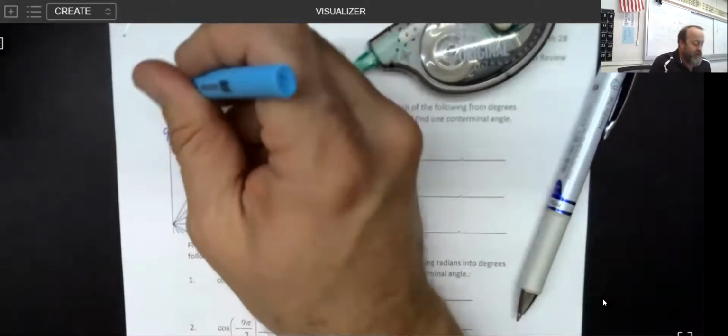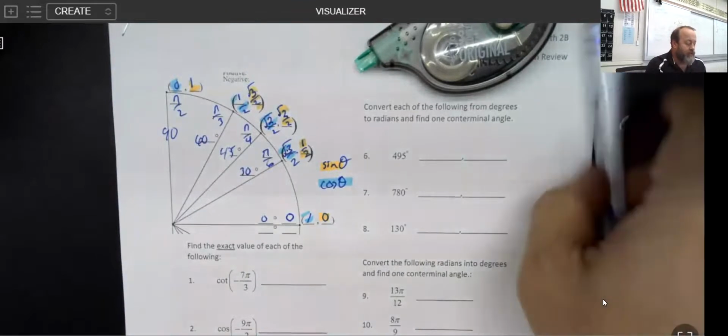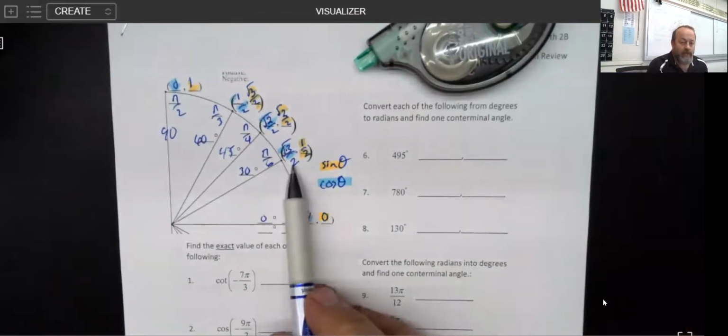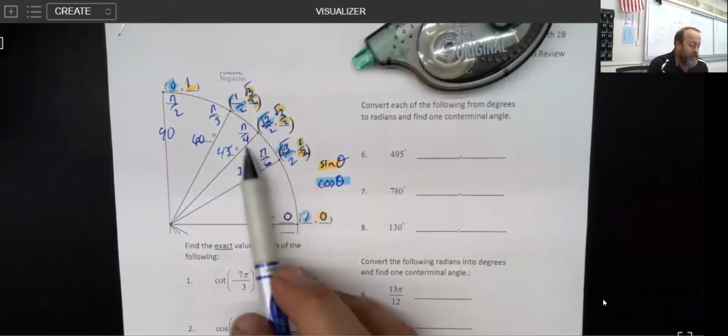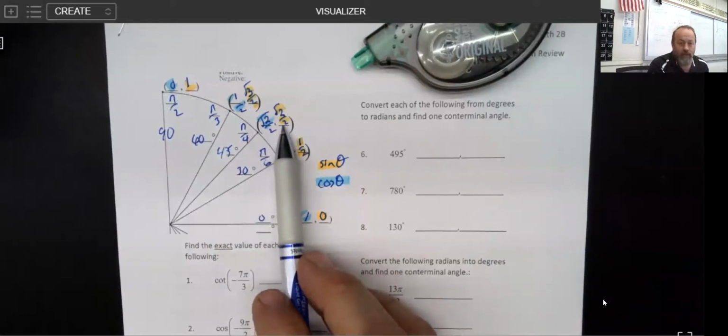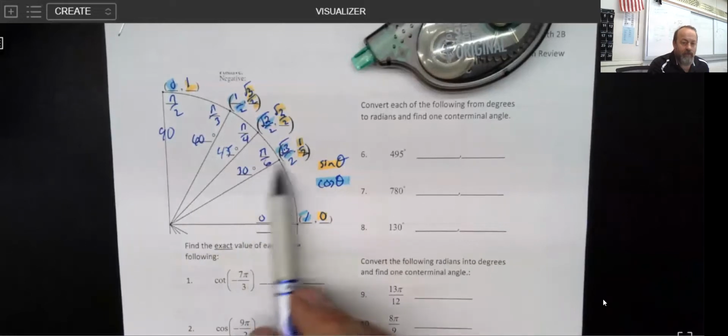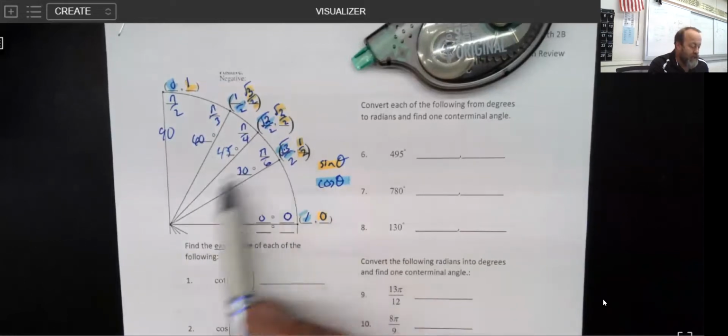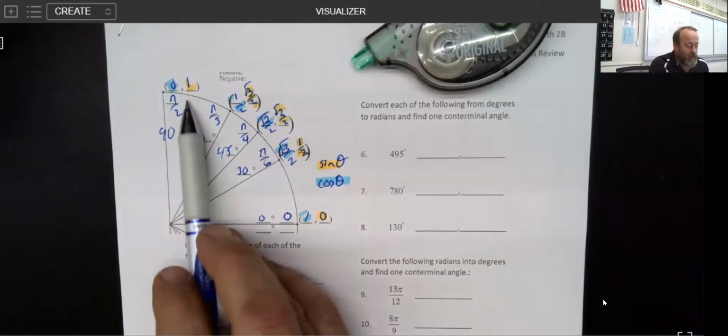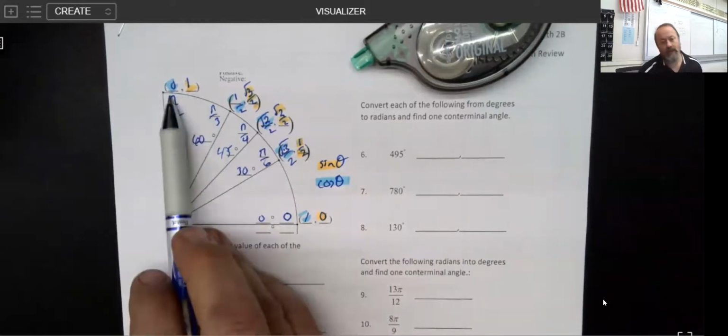Meaning, as we talk about that, the cosine of pi over 6 would be root 3 over 2. The sine of pi over 4 would be root 2 over 2 right there. I think I said that wrong. The cosine of pi over 6 would be root 3 over 2. Here, the sine of 90 degrees would be 1, and the cosine of 90 degrees would be 0.